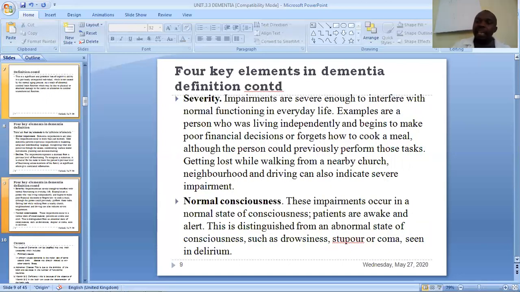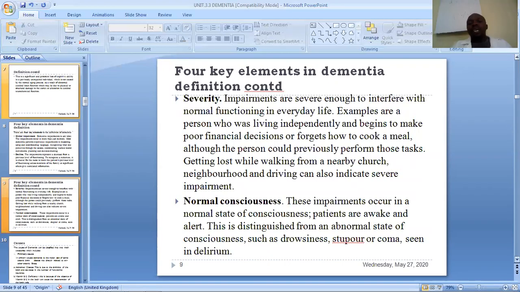Then you also look at the severity. Impairments are severe enough to interfere with normal functioning in everyday life. Examples are a person who was living independently and begins to make poor financial decisions or forgets how to cook a meal. Then you may start beginning to suspect maybe someone has got dementia. Although the person could previously perform these tasks, then they just begin to fail. Or sometimes this person might be getting lost while walking from a nearby church or nearby place, which they can easily identify and know their direction getting home when the individual is okay.